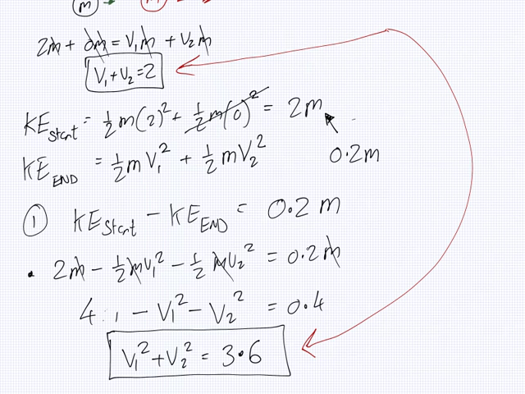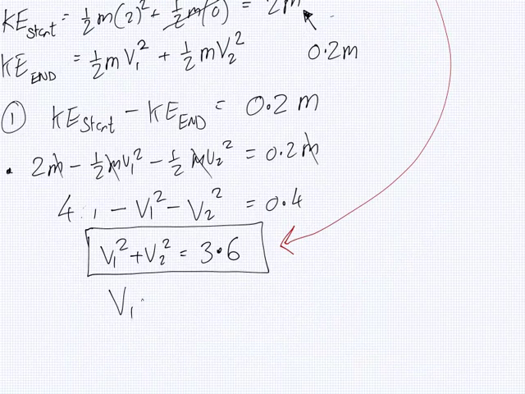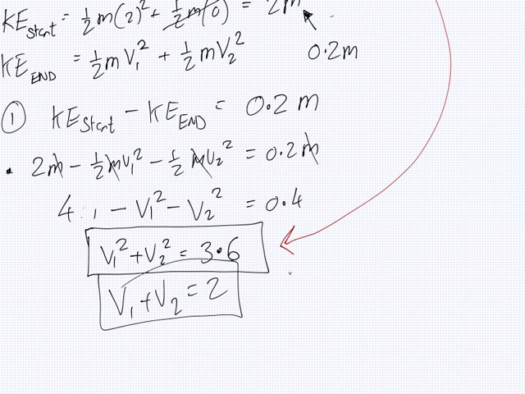Substitution. So here we can say V1 equals 2 minus V2, right? From here, V1 plus V2 equals 2, so V1 equals 2 minus V2. Isn't that true? And then what do I do with this? I'll sub the value in the second equation.